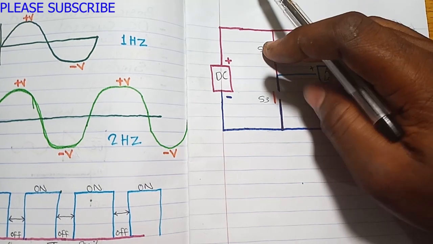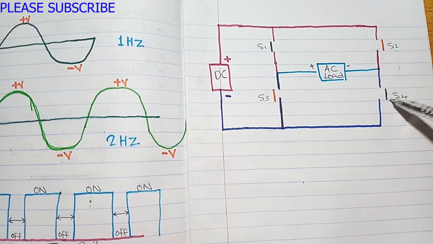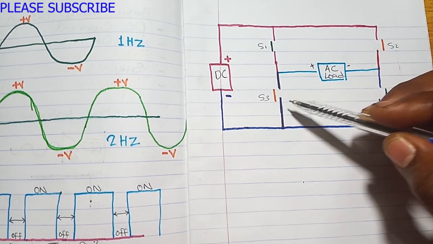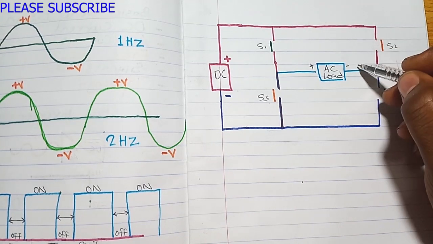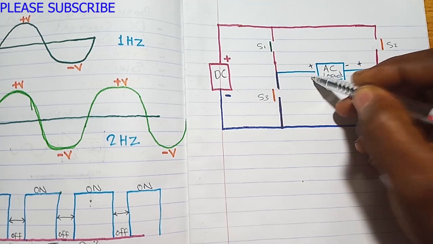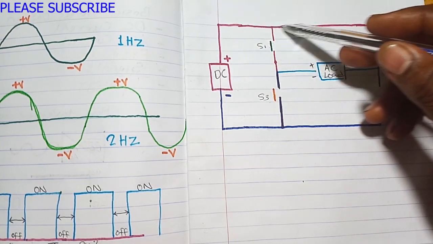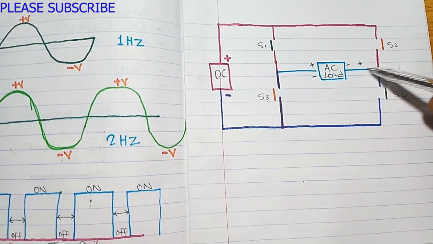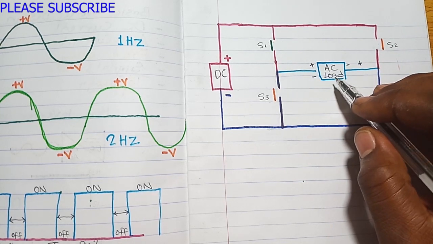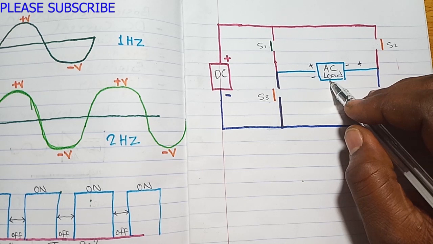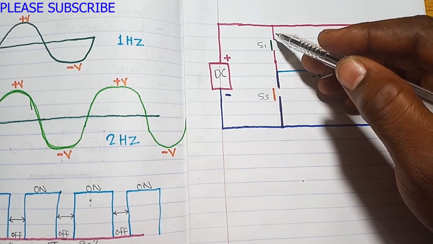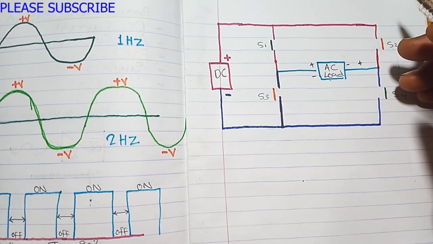Then once you release switch 1 and switch 4, you press switch 2 and switch 3. Here will become positive, here will become negative. Then current will flow from this direction to here, back to the negative. You will see that this load is receiving an alternating current based on the way the current is flowing.